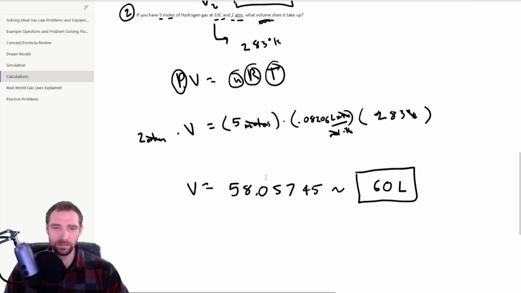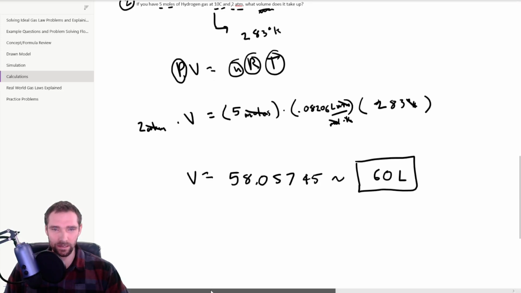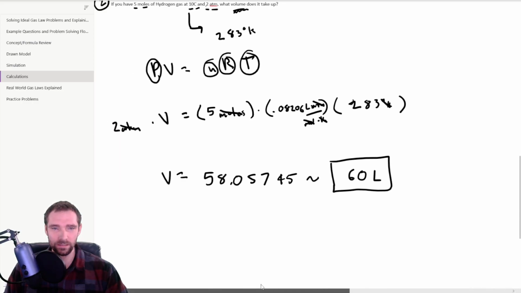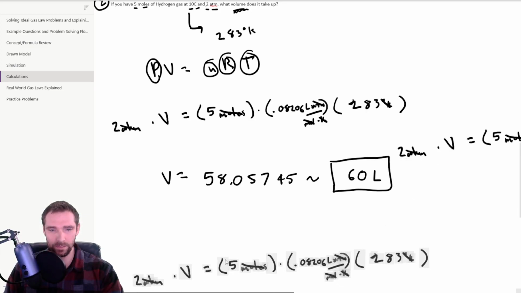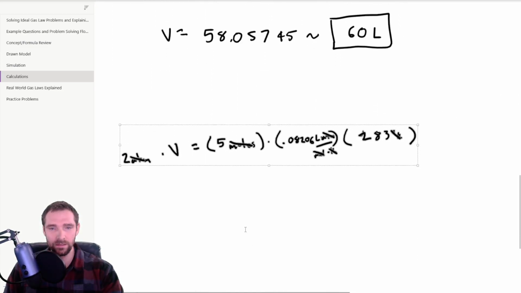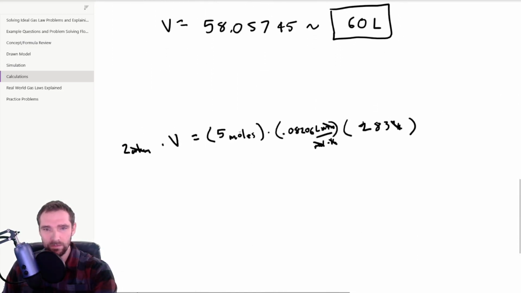So if you got kind of stuck there, I could have rewritten this out. I could have rearranged this. I'll just show you really quick over here, just to demonstrate that this really is the same thing. So instead of having those numbers where they were written, I could have had my 2 atmospheres down in the denominator right there.